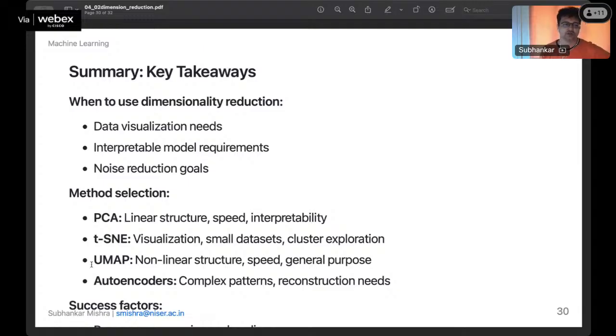So dimension reduction, when do we need it? Finally: data visualization, interpretable model requirements, and noise reduction. And I will also add reducing compute and time. Whenever we are testing, we would rather do it in fewer dimensions. We understood PCA, t-SNE, and UMAP, and autoencoders sometime later.